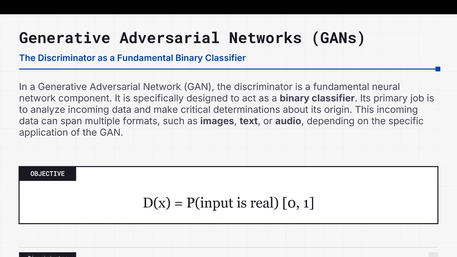Discriminator is fundamentally a neural network component. It is based on a binary classifier. It produces an output of 0 or 1. 0 indicates fake data, 1 indicates real data. We can provide input as an image, text, audio, or video to a discriminator. Based on an input, it will classify as a 0 or as a 1, where 0 indicates fake data, 1 indicates real data.